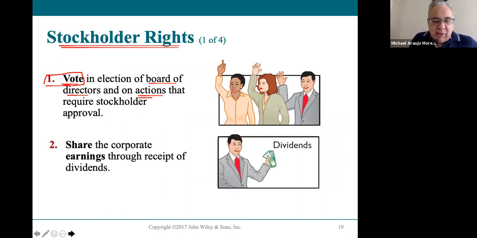Another right that stockholders have is that if the corporation is profitable, stockholders have a right to share in those earnings. And as we know, anytime a corporation shares a portion of its profit, that's called a dividend. It's simply a right to share. It's not a guarantee, simply a right.